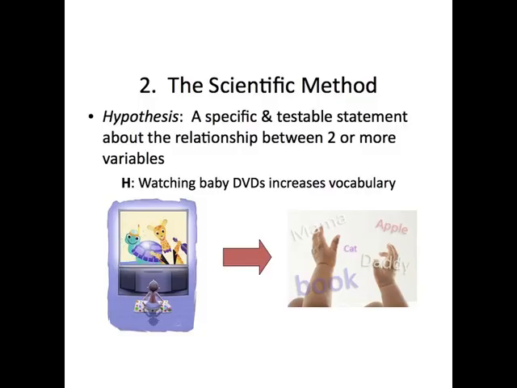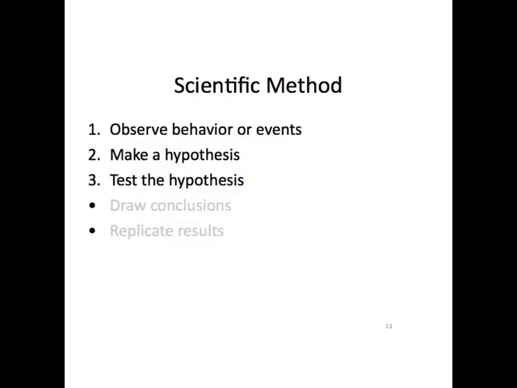We go beyond the observation by making a hypothesis. And this is a specific or testable statement about the relationship between two or more variables. We made an observation that we feel like Baby Einstein DVDs improve children's vocabulary. So now we're going to actually put our necks on the line, and we're going to make a hypothesis that Baby Einstein DVDs increase children's vocabularies. Our hypothesis has been set, so we need to start collecting data in order to support our hypothesis.